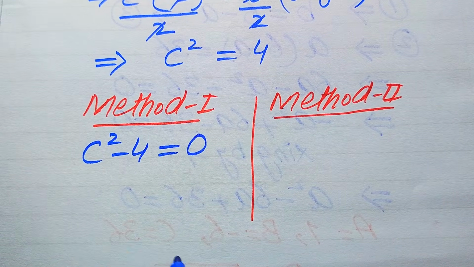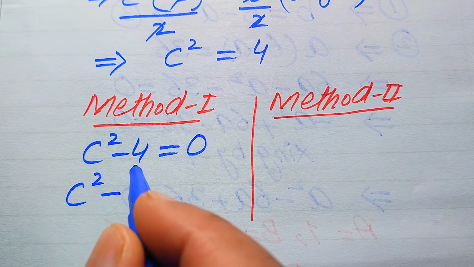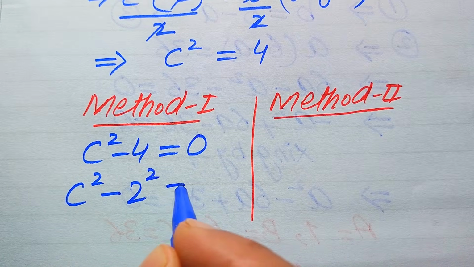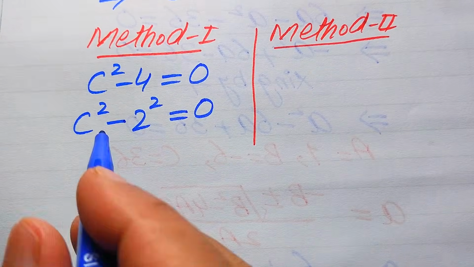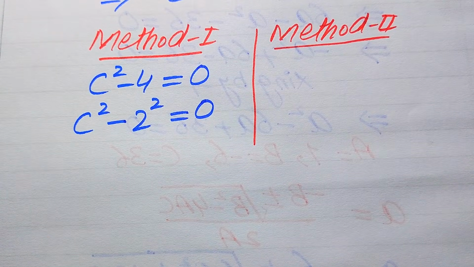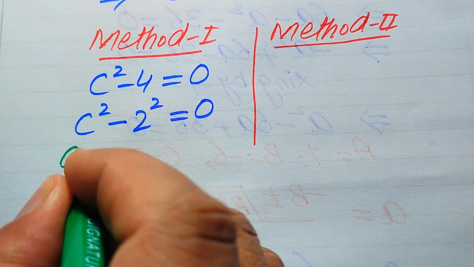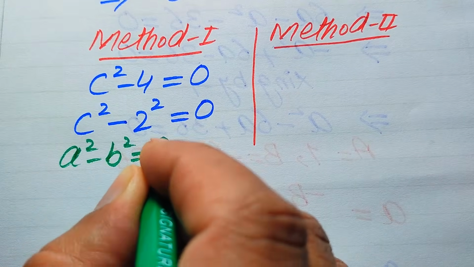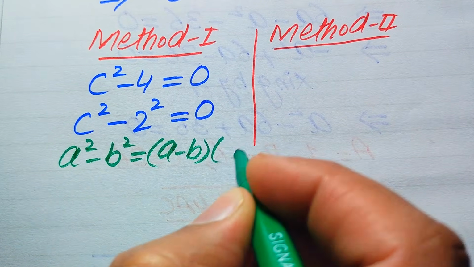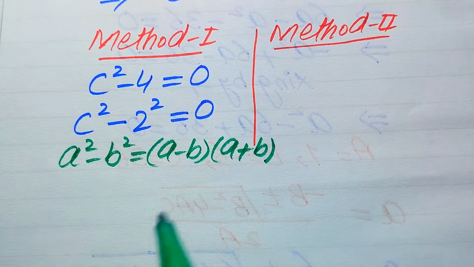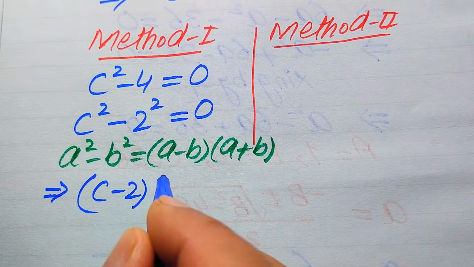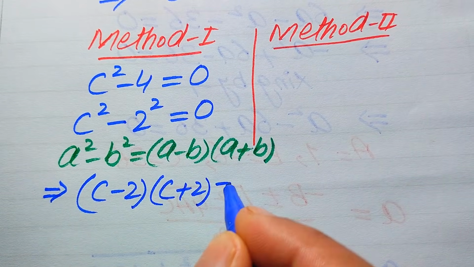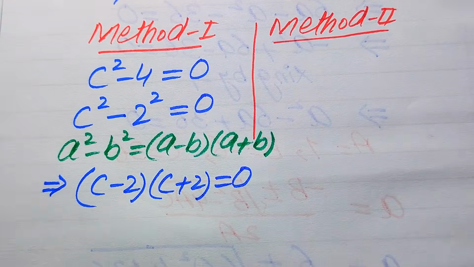And we rewrite this equation as c square minus, this is 4, and we write it as 2 square, and this whole equation is equals to 0. Now in the next step, we use the nice algebraic formula. You know that a square minus b square equals a minus b times a plus b. According to this formula, we write the above equation as c minus 2 times c plus 2, and this whole equation is equals to 0.